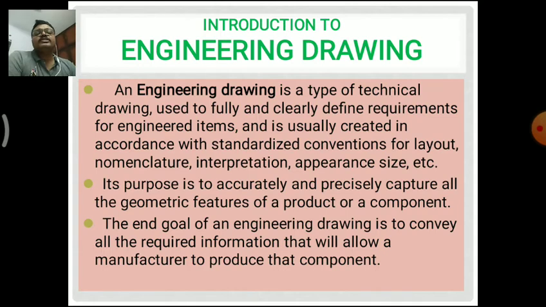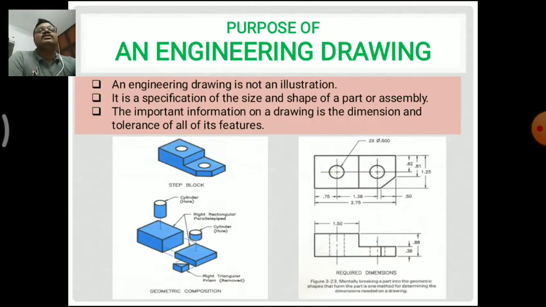We can do the design either by software or manually using the instruments. The end goal of an engineering drawing is to convey all the required information that will allow a manufacturer to produce that component. For example, with manufacturers we can see bike companies, that is Royal Enfield, Honda, Hero. There are multiple companies there. They design these parts separately: the spoilers, the silencers, the brakes and other clutches. These are all designed individually and assembled in the assembly section only. That will allow the manufacturer to produce that component. So drawing is the only convention for all the required information for an engineer to design the product.